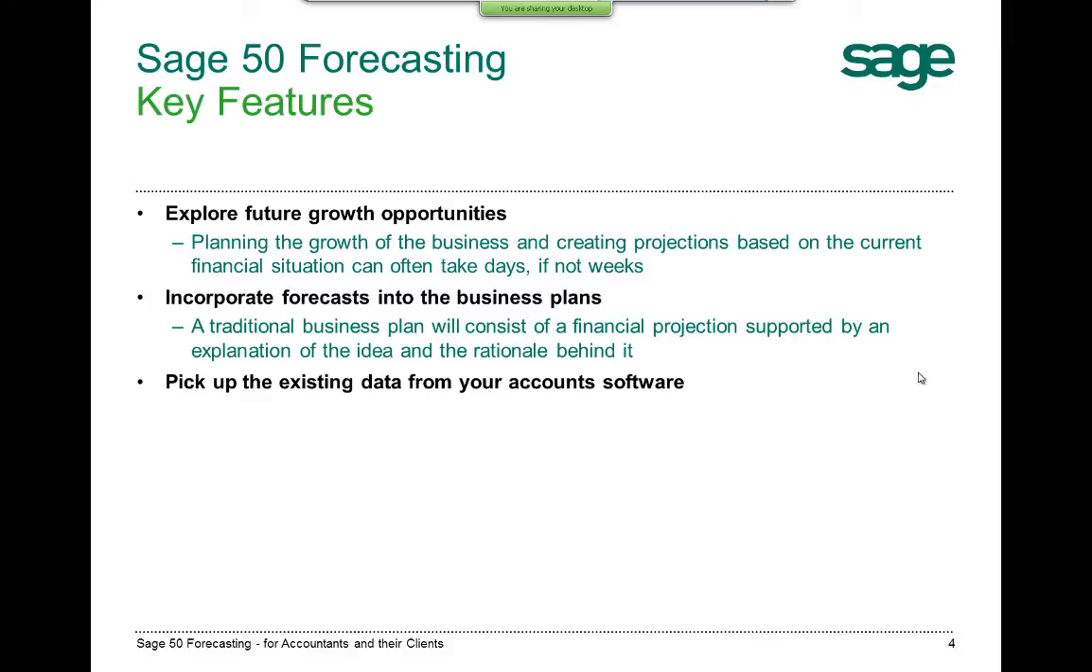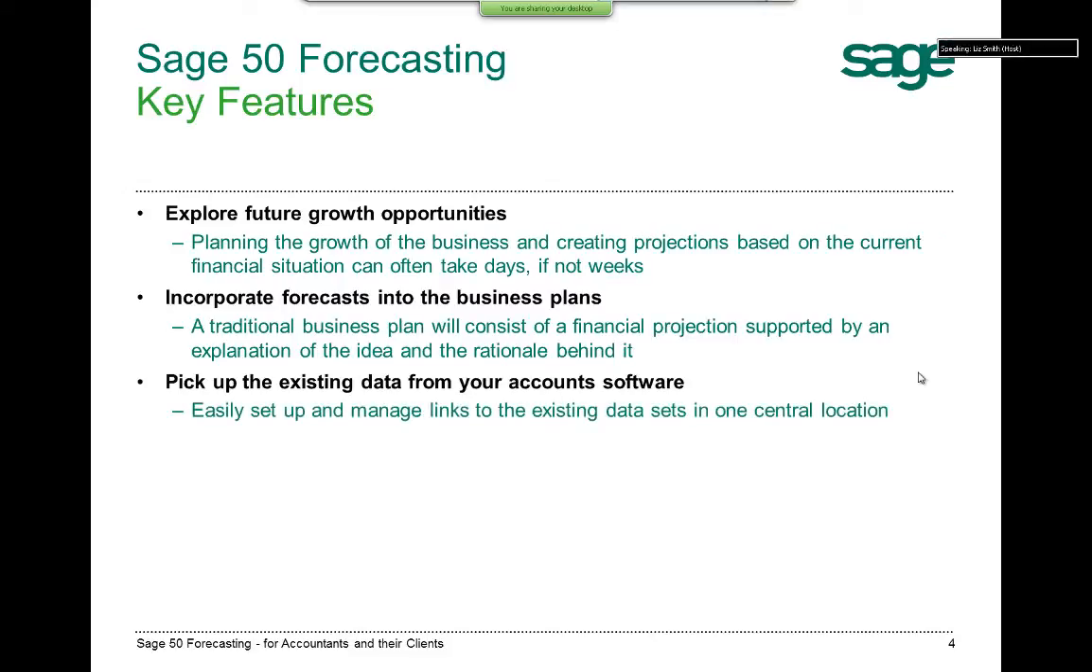Sage 50 forecasting lets you produce real-time forecasts based on live data. So you can save time and increase accuracy by linking to existing data rather than manually re-entering data, with links to Excel, instant accounts, Sage 50 accounts and more. And you are also able to keep your data in the same structure as your accounts using departmental data as well.